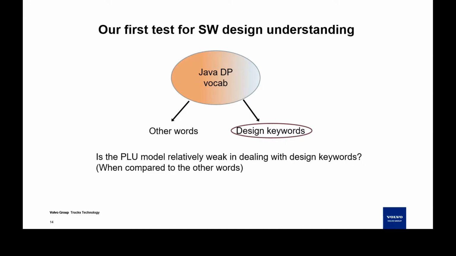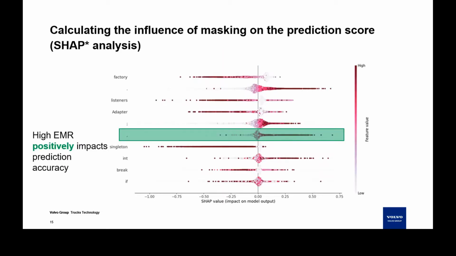So what we did was, in this particular combination, we took its vocabulary, and then we checked whether the model is relatively weaker in handling these design keywords in relation to keywords that are purely syntactic or purely logical. So this is pretty much the idea that we built upon, and we did this test. Now I will present some very basic results. We'll maybe come back when we've done a better analysis.